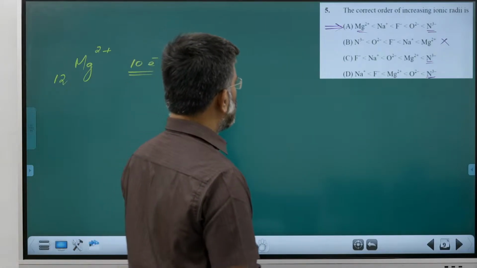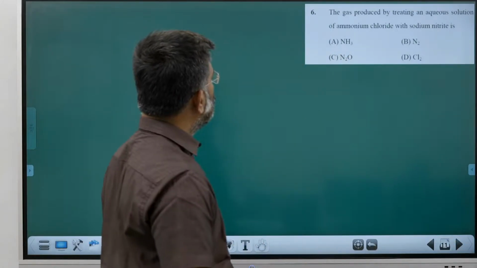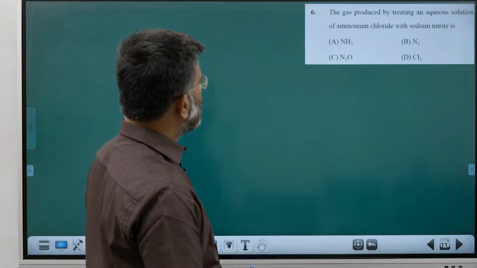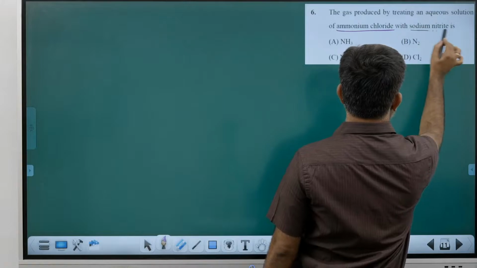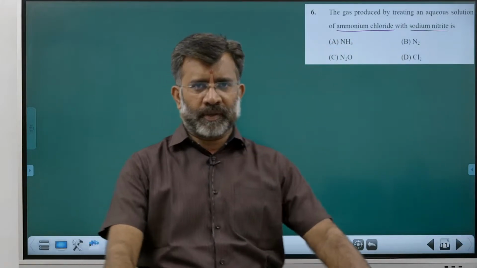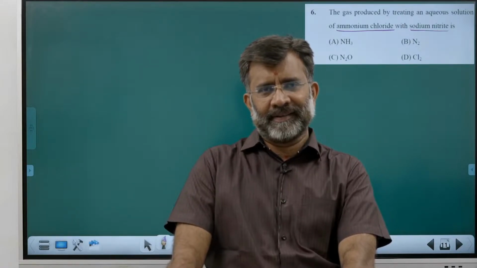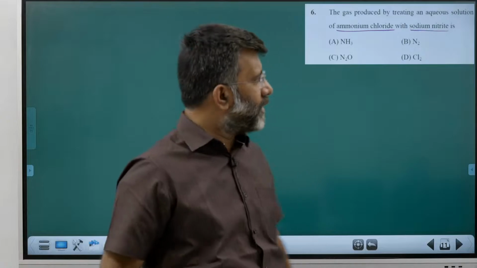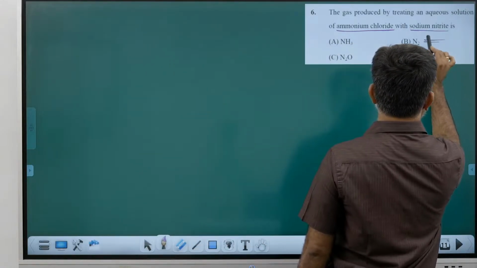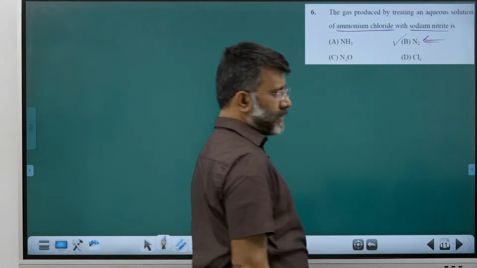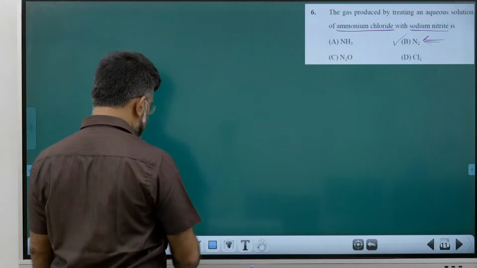Okay, next one. The gas produced by treating an aqueous solution of ammonium chloride with sodium nitrite. This reaction is well explained in the NCERT; there are 3-4 reactions given for the preparation of dinitrogen, right? This is one among them. Ammonium chloride with sodium nitrite, you will be getting N2 gas. Option B is the correct answer.